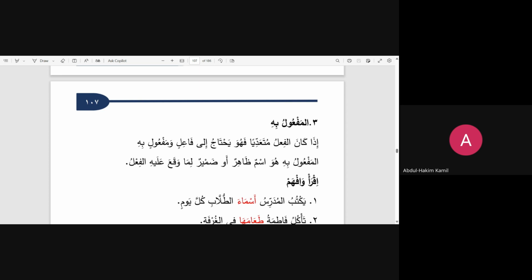So if the verb is muta'addi, it still needs a fa'il, and it also needs a maf'ulun bi. What is the maf'ulun bi? He said: the maf'ulun bi is an ism zahir or a damir.